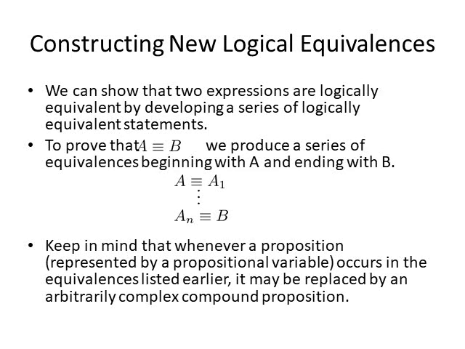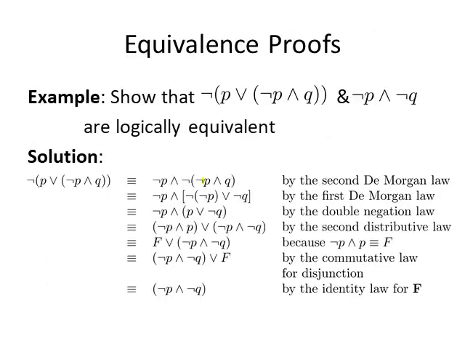Then we will convert this A1 to some equivalent statement A2, again using all those laws. Then we will convert A2 to an equivalent statement A3 and so on, and finally we will try to convert An to our statement B. And then we can say that A is logically equivalent to B. For this process we are using the laws we have seen in the previous slide. For example, you can refer to this slide.